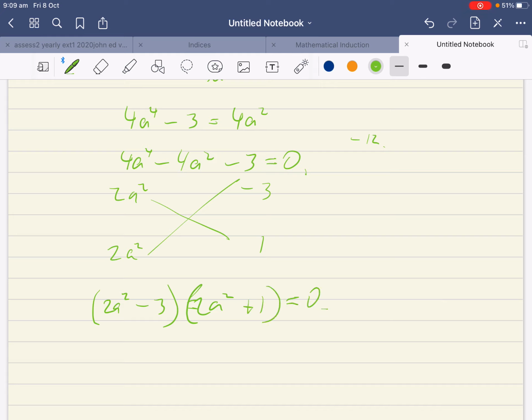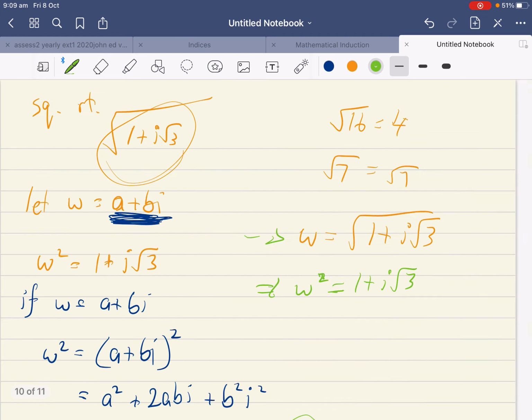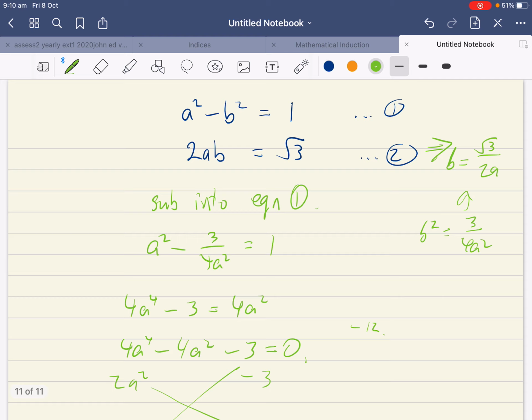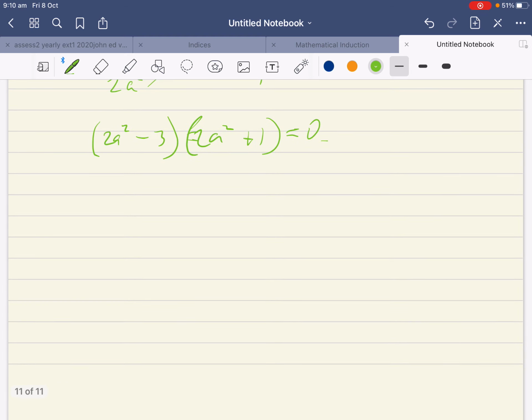And then go ahead and solve this to find what the potential values of a are. Right, notice we're trying to find what the square root of this number is, so we're trying to find W. We need to find the value of a, we need to find the value of b. What is a going to be? Here we can see a squared will end up being 3 over 2. So a will be plus or minus the square root of 3 over 2.